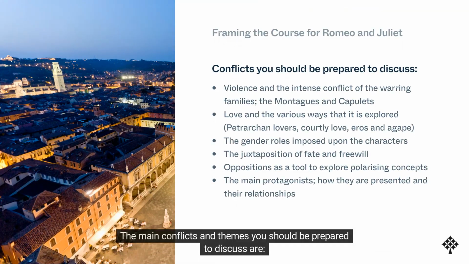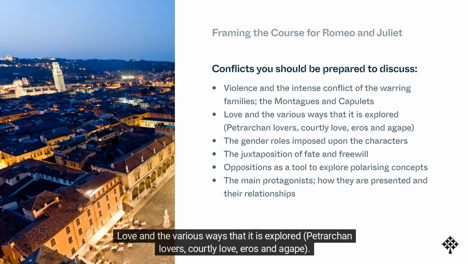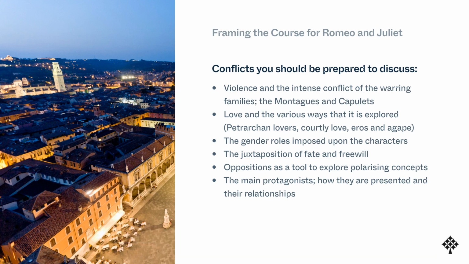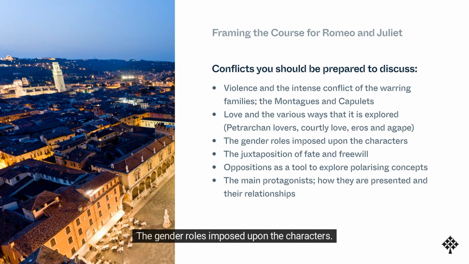The main conflicts and themes you should be prepared to discuss are violence and the intense conflict of the warring families, the Montagues and Capulets; love and the various ways that it is explored, Petrarchan lovers, courtly love, eros and agape; the gender roles imposed upon the characters; the juxtaposition of fate and free will; oppositions as a tool to explore polarizing concepts; the main protagonists, how they are presented and their relationships.